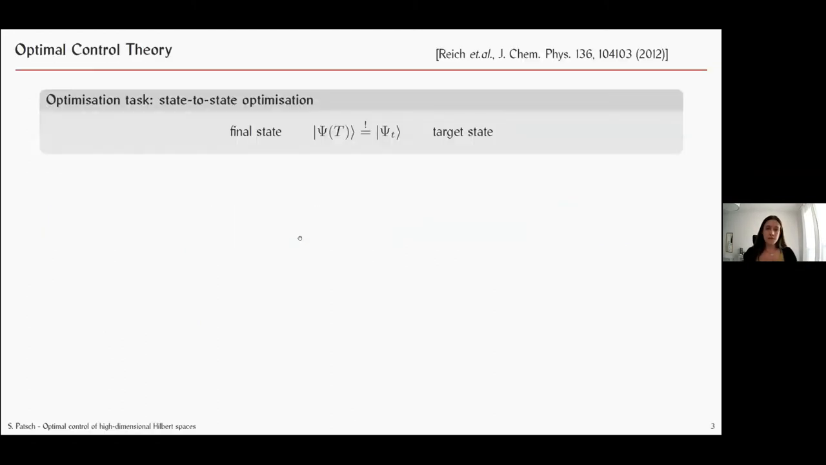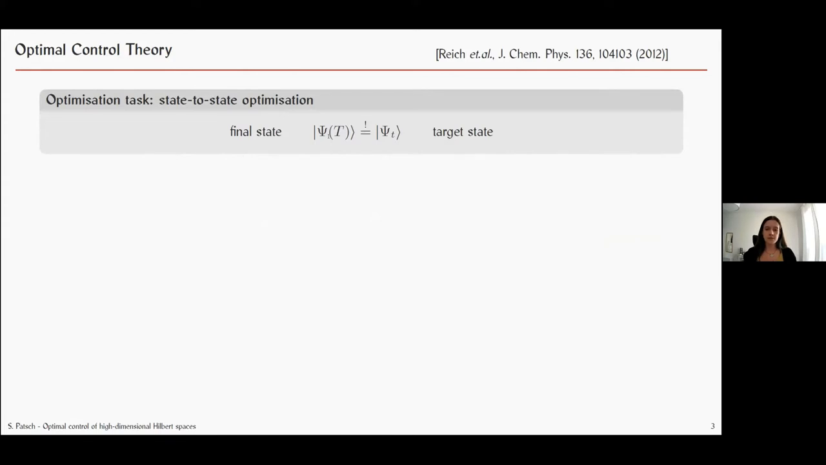If you want to optimize something, you first have to formulate what you actually want to optimize. And the thing that I'm interested in is a state-to-state optimization. And here we want that our final state at some time capital T is equal to a target state that we chose beforehand.